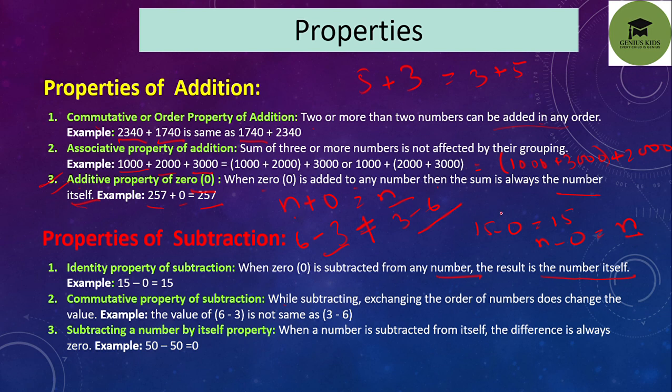So if you get any question like this, where there is an option giving that 6 minus 3 is equal to 3 minus 6, or for any numbers, then this one is an incorrect one.